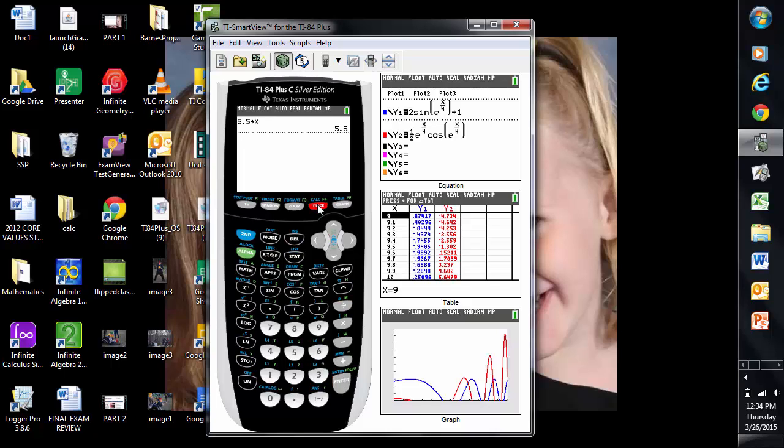signs are. So I go alpha trace y1. I see that the velocity is negative. Alpha trace y2. I see that the acceleration is negative. Since they have the same sign, the particle is speeding up.